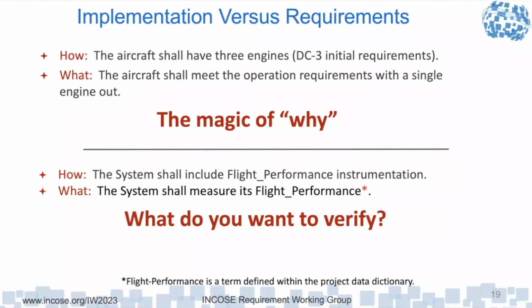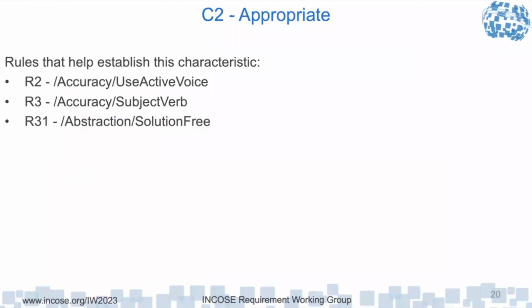Take "The system shall include flight performance instrumentation." Well, that's nice, but when you ask what you want to verify, I can verify you have instrumentation, and it doesn't have to give me any data, but it's there. The other way is that it's got to measure flight performance, and then you define what those parameters are, what it's measuring, the accuracy and precision, and a bunch of other things. The intent is that if you ask why, and what you want to verify of each requirement, you get a better requirement. Rules that help establish this include using active voice, with the subject and verb made really clear, and then abstraction, getting rid of solution.